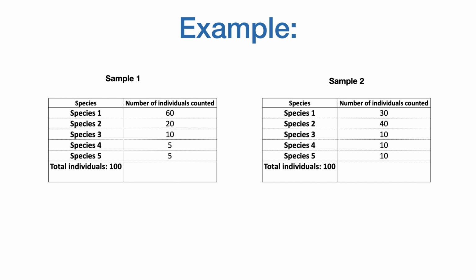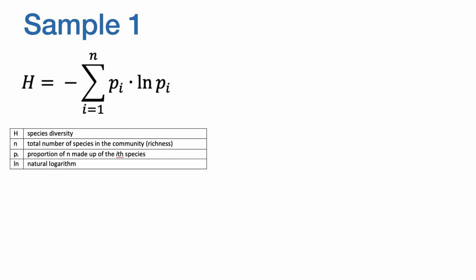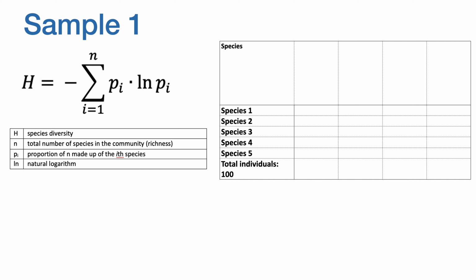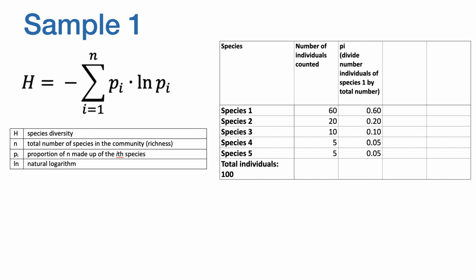Okay, so let's go ahead and start calculating diversity. So here's that equation once again, and let me just talk you through this. Okay, so here once again is the data that we collected for this sample. So just the number that we counted out of a total of 100. Okay, first thing we're going to do is calculate Pi. Super simple. All we're going to do is divide the number of individuals for each species by the total number.